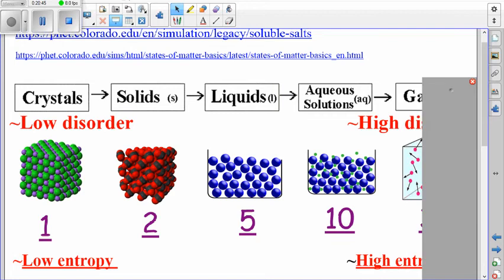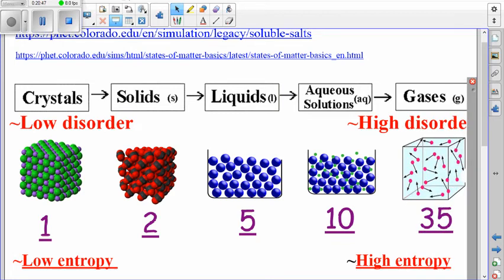And then, of course, you do have gases, which are incredibly disordered. They're freaking out, hitting the sides of that container. Pew, pew, pew, pew. It's like a little ping pong ball.